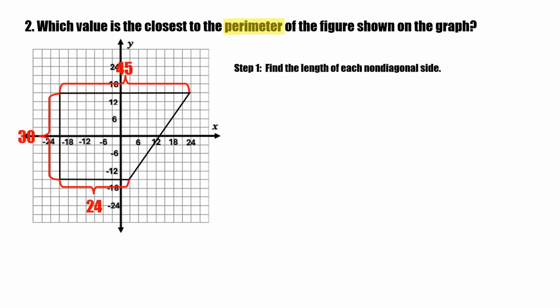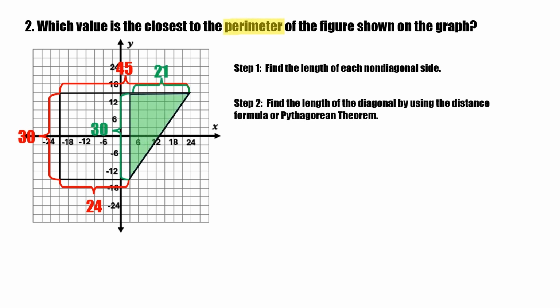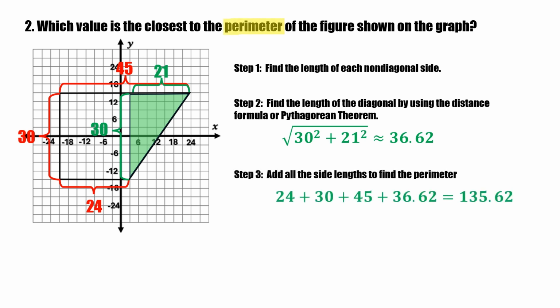In this problem, the top length is 45 units, the left side is 30 units, and the bottom side is 24 units. To find the diagonal side, we will apply the distance formula, which is an application of the Pythagorean theorem. Once the length of all four sides have been found, the last step will be to add all four sides, which will equal 135.62.